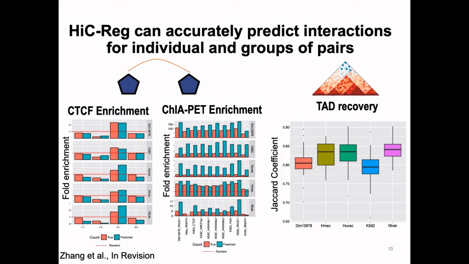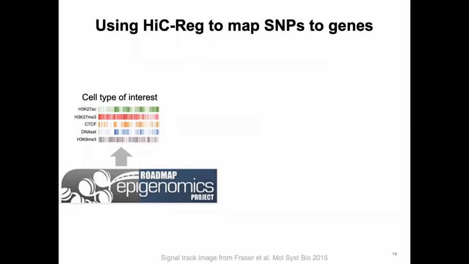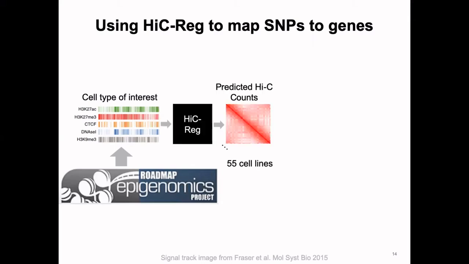And on the TAD level, we used TAD colors on the true counts as well as the predicted counts, and saw that they recapitulated the TADs that were present in the true data. And so we took data from the Roadmap Epigenomics project and used these models to predict Hi-C data in 55 cell lines so far.